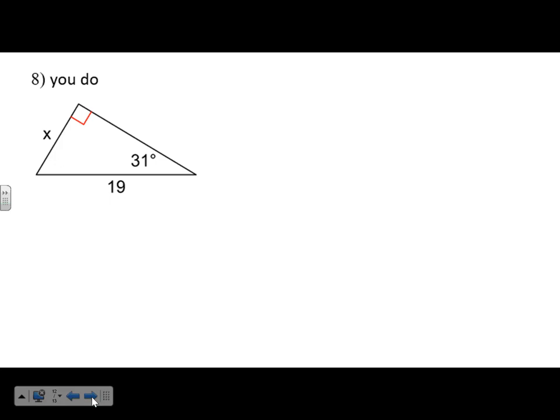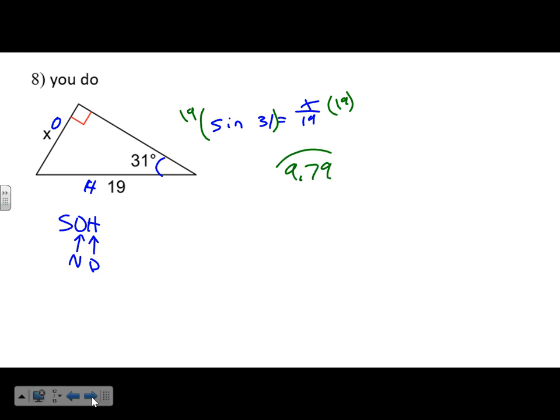In the last one, this is the angle we're looking for. We have the opposite and the hypotenuse. So that's sine that we're going to be using. Then the ratio is the opposite over the hypotenuse. So the opposite is x, the hypotenuse is 19. And from here then just multiply both sides by 19. So again, just type in your calculator, 19 times the sine of 31 gives you 9.79.